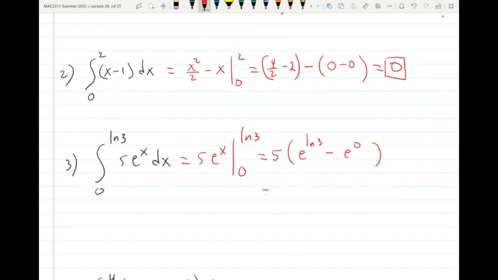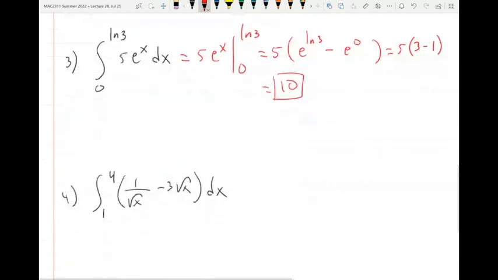What's e to the ln of 3? That's 3. So that will be 3 minus 1, right? Remember, e to the 0 is equal to 1. So the answer is 10. Questions? Do you understand this? As long as you can find the antiderivative, you're good to go. All you have to do now is plug in the limits.